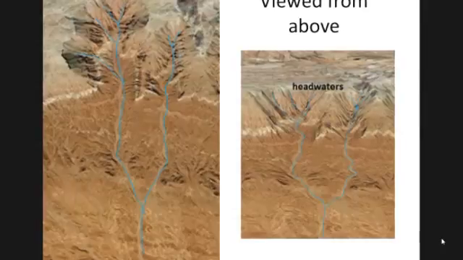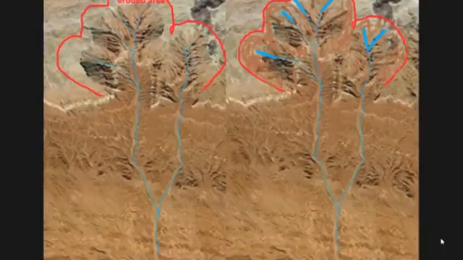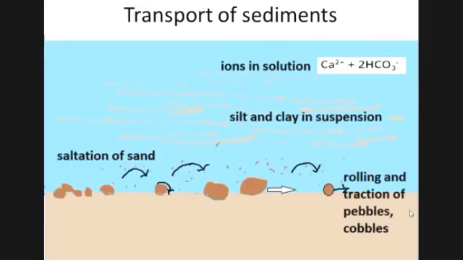So not only will this stream erode deeper into that plateau, but eventually the tributaries of the stream will start at a higher elevation in that eroded landscape. The tributaries have gotten longer in a headward direction. Headward erosion. Now let's take a look at how the river transports the sediments that it eroded from the landscape.